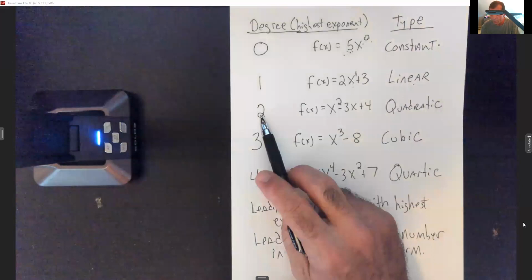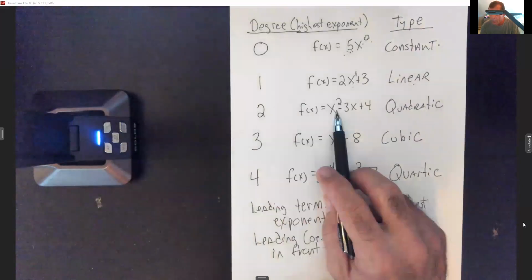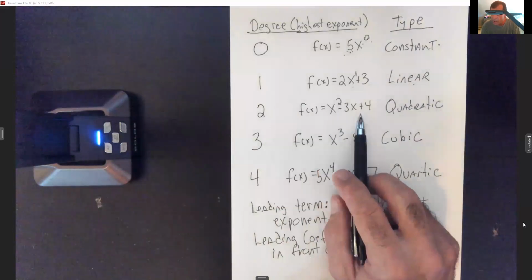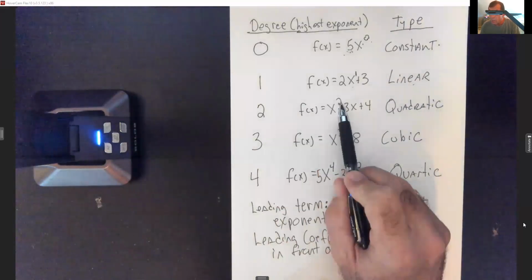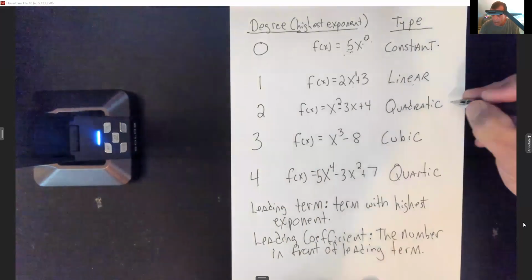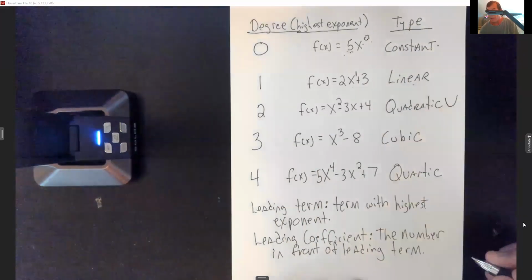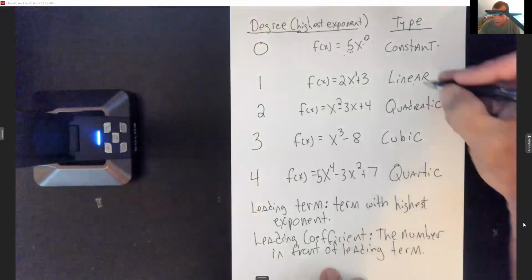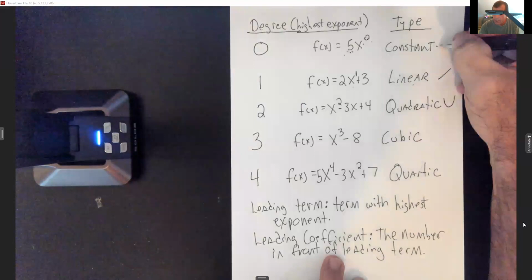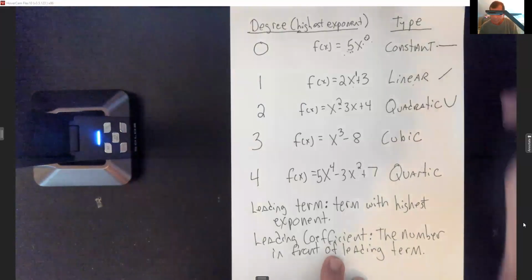Degree 2, such as f of x equals x squared minus 3x plus 2, highest exponent's a 2, so this is what we call quadratic. And y'all remember, quadratics, we know they make curvy graphs, okay? So linear was a line, could be uphill, downhill. Constant would be a horizontal line.